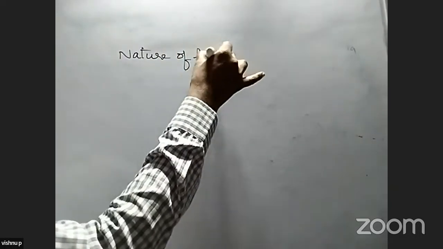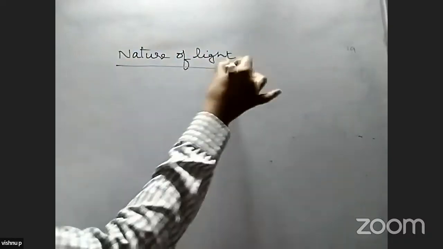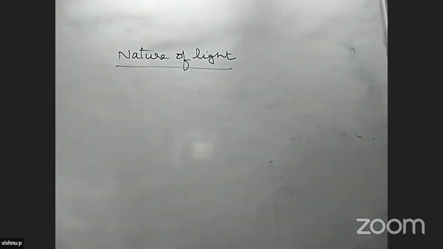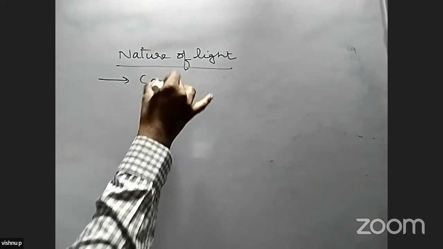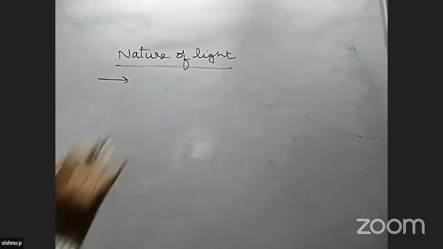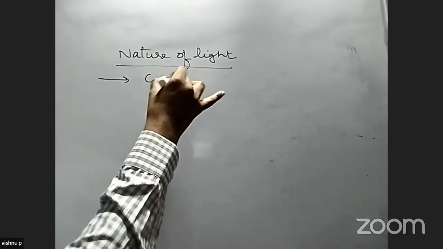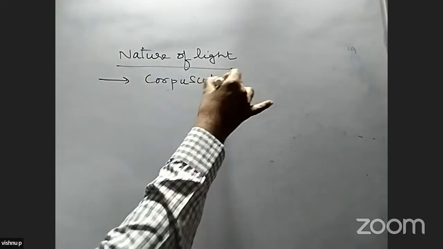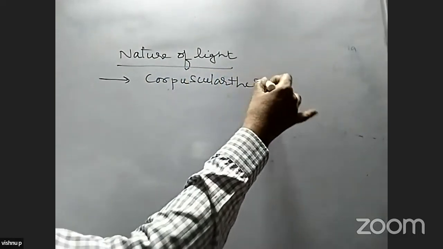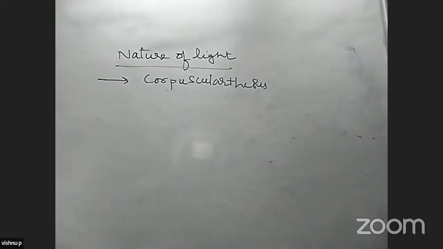Next we'll discuss the nature of light. Light shows both particle nature and wave nature. Particle nature was explained by Newton, which is called the corpuscular theory. It explains the particle nature of light, whose particles are called photons.